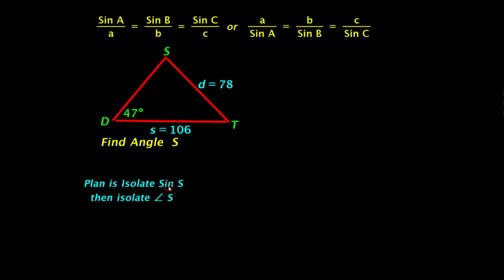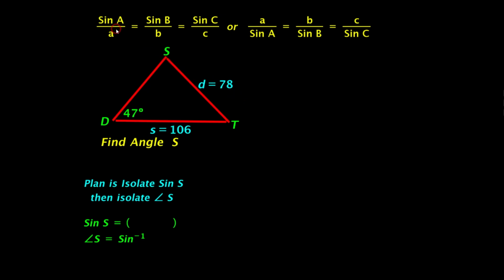The plan is to isolate sine. When we apply the sine law, we find sine, isolate it, and after that we isolate the angle. We have done it in the trigonometry introduction. If sine S, we don't know the value yet, we will find out later. Angle S would be sine inverse of the value we will find on the right-hand side after we finish the math.